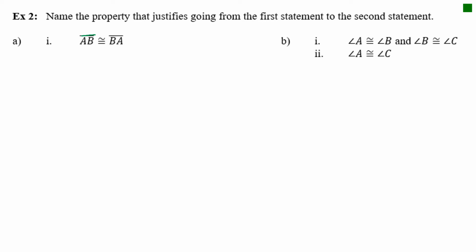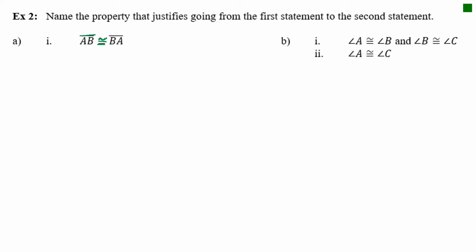We're told that it's congruent. This symbol right here, an equal sign with a little curvy line on top, means congruent. What it means to be congruent is for them to be the same size, length, or shape. In this case, because we're talking about 2 line segments, we're saying that they have the same length. You'll notice that the first one is named AB and the second one is BA. So essentially, they're the same exact line segment.